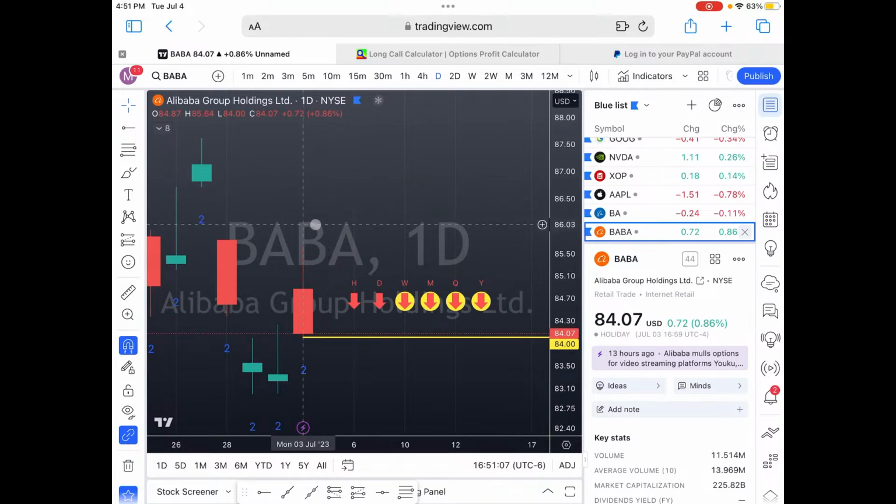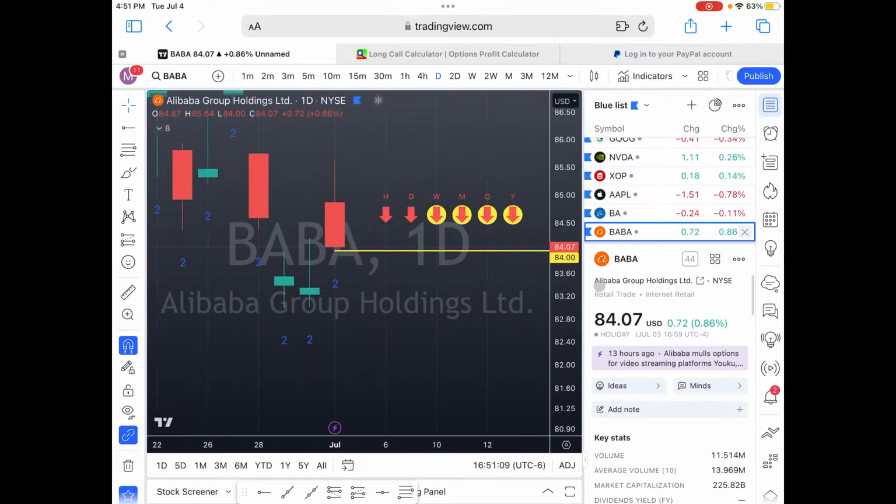2 up red on Alibaba, full time frame to the downside. We'll look for those puts at 84.07 on Baba.